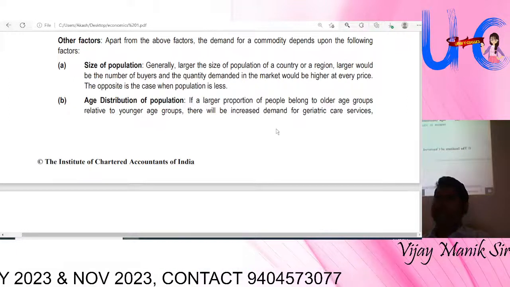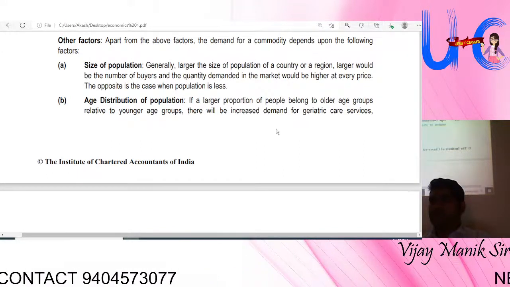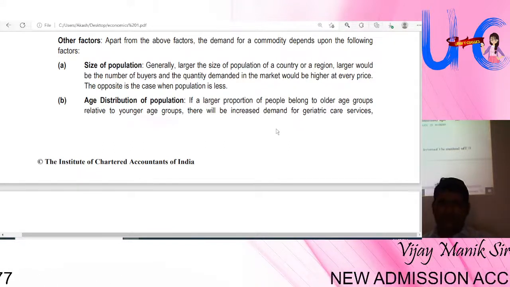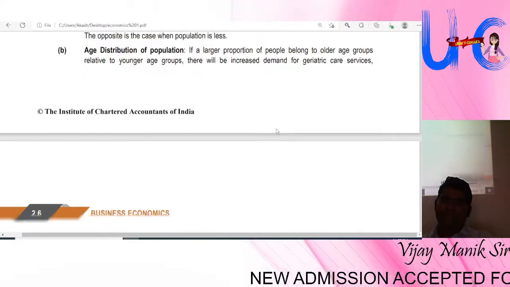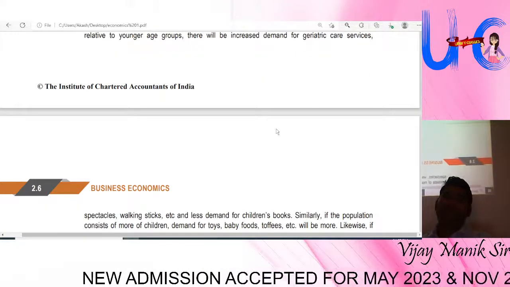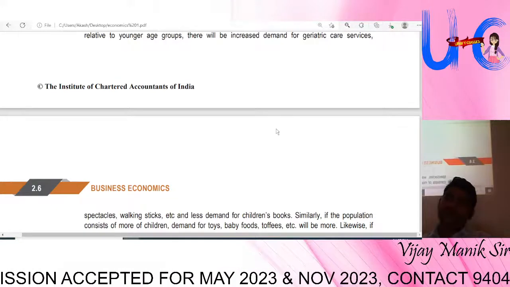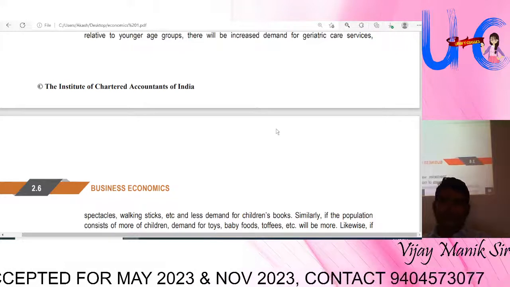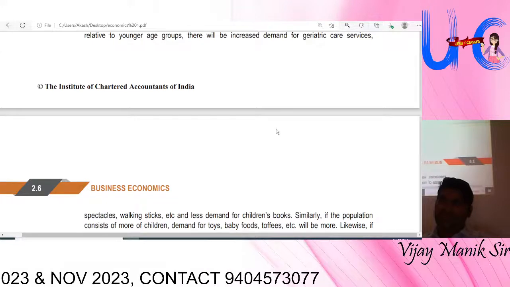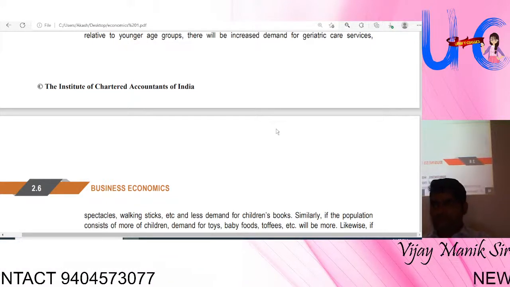Because population is more there. Is that clear? Age distribution. Age distribution means, suppose your product is for kids only. Although the population is much in that particular area, kids are very few there. So the age of the particular population is also important. Clear?